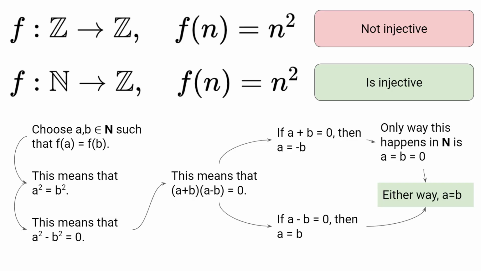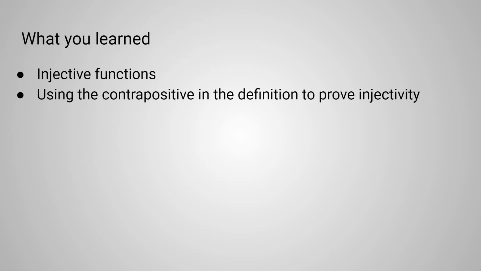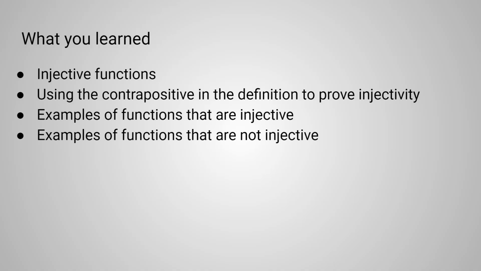In this video, you've learned about injective functions, what the definition is, and also the contrapositive of the definition, seen some examples of injective functions and some that are not injective, and seen examples of how to argue that a function is injective and how to argue that it's not injective. In the next video, we'll look at a similar property for functions involving situations where the codomain and range are equal.